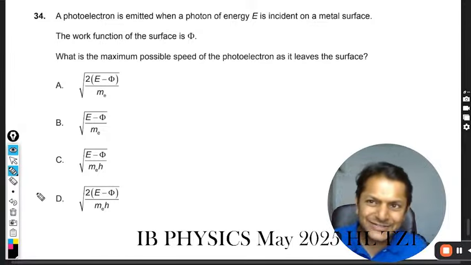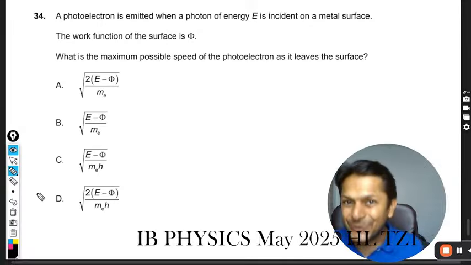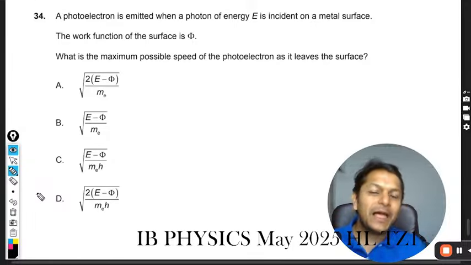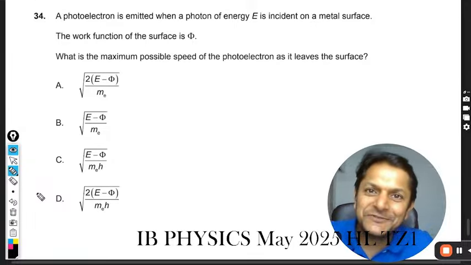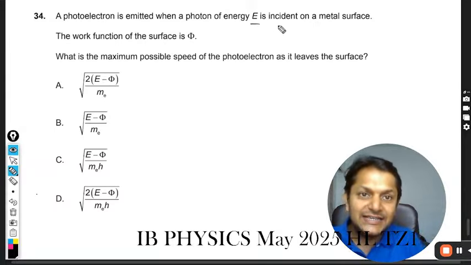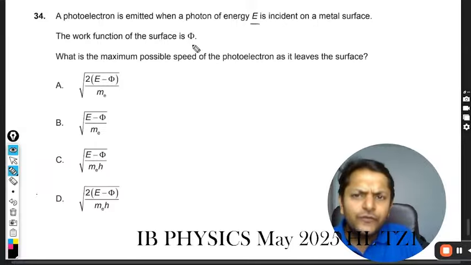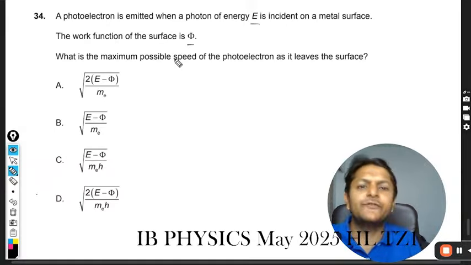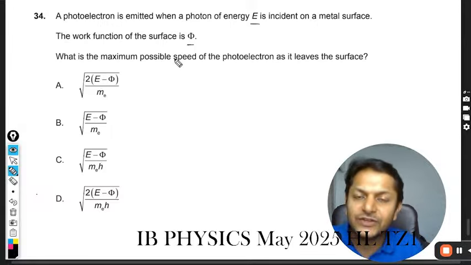Okay, dear student, let's see this question. This question is from the topic E2, which is very different, I would say, and it's very interesting, isn't it? The photoelectron is emitted when a photon of energy E is incident on the metal surface. The work function is given with phi. What is the maximum possible speed of the photoelectron as it leaves the surface?